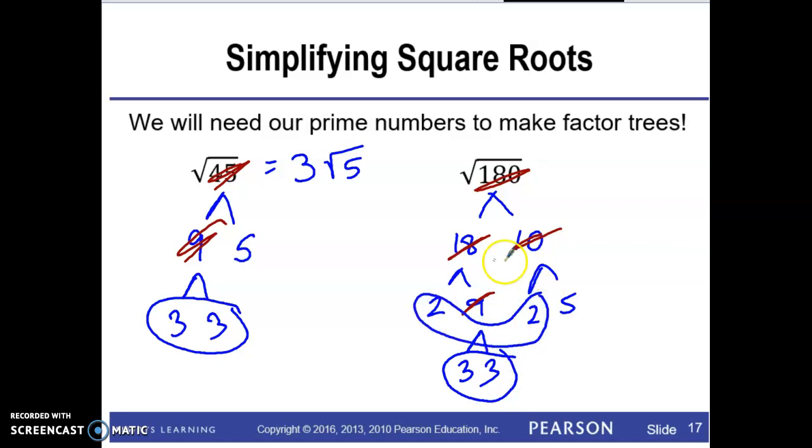And it doesn't matter if the pairs come off of two different branches of the tree. Anytime I have a pair anywhere in the factor tree, I can circle it. And the one, again, who doesn't have a buddy, poor 5, he has to stay inside.